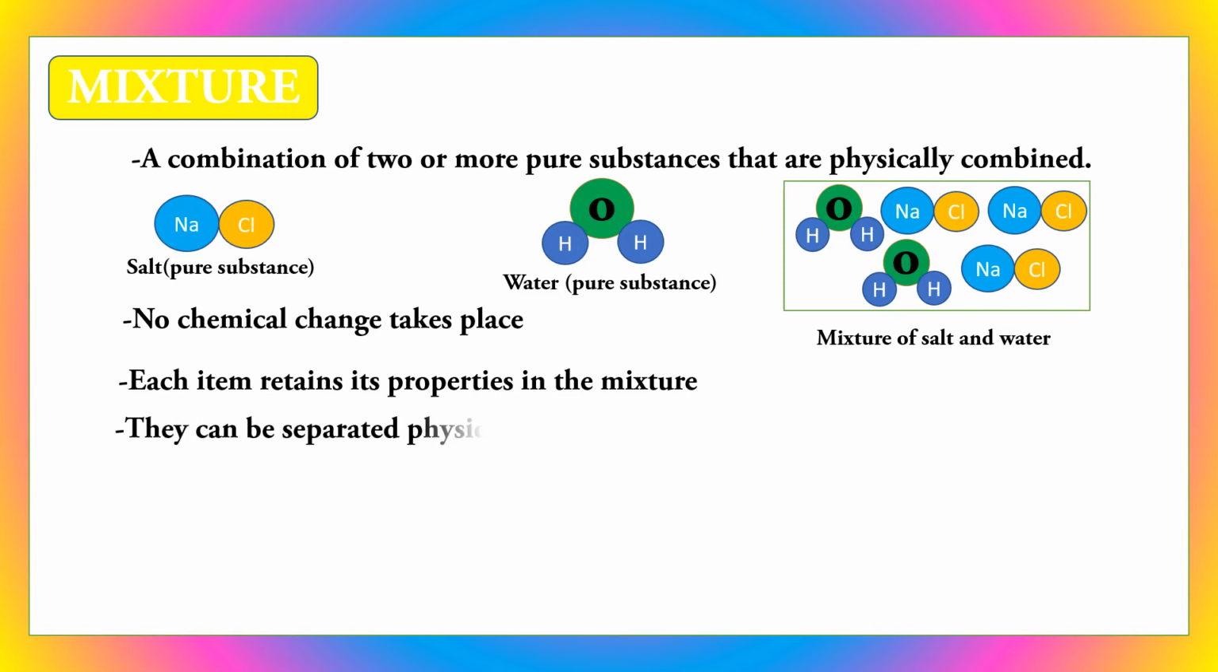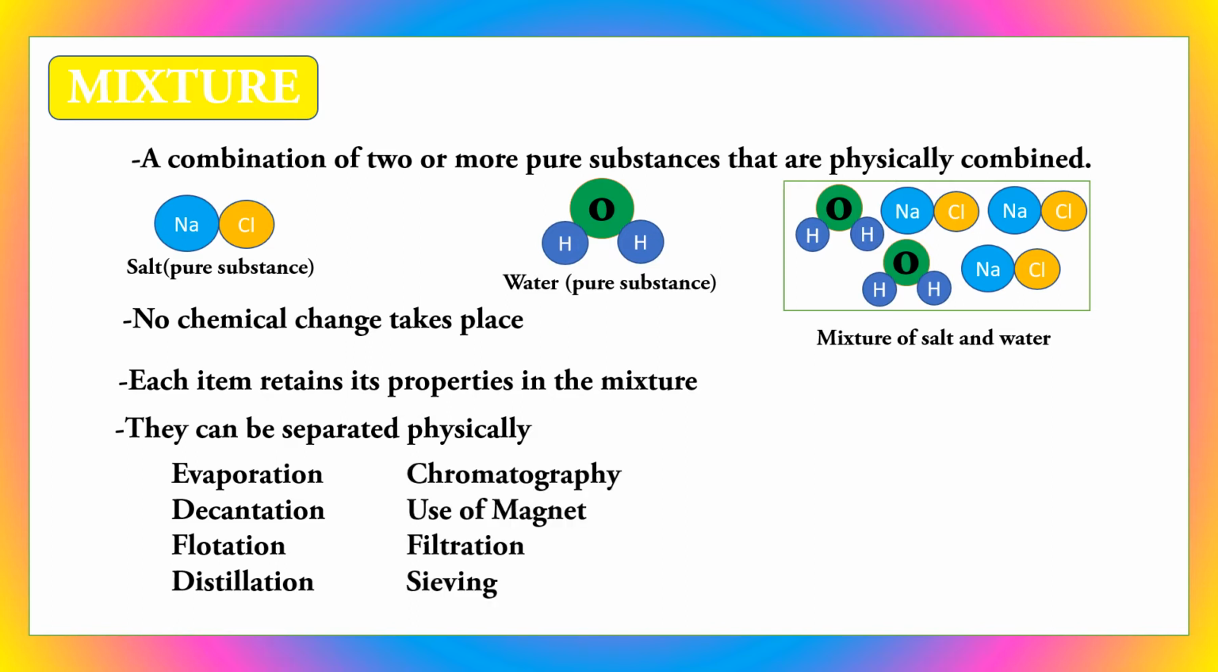As I've said, they can be separated physically by distillation, flotation, evaporation, or decantation. You can also use chromatography if you are trying to separate the components of a color. Use a magnet if you're trying to separate metals from non-metal components. Filtration and sieving. These are just a few of the ways we can use to separate mixtures. In this particular example, what is the best way to separate this? We have evaporation or distillation. Physically, we can separate this through evaporation or distillation.